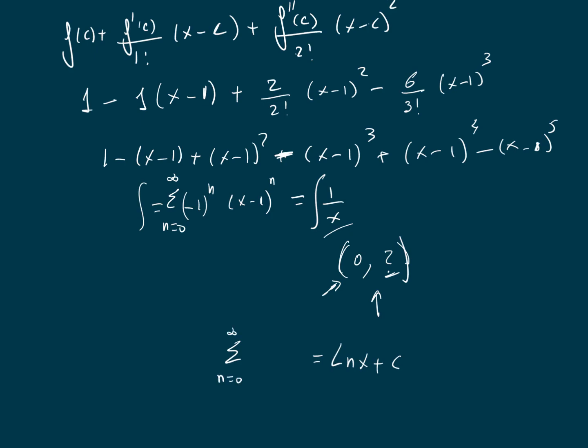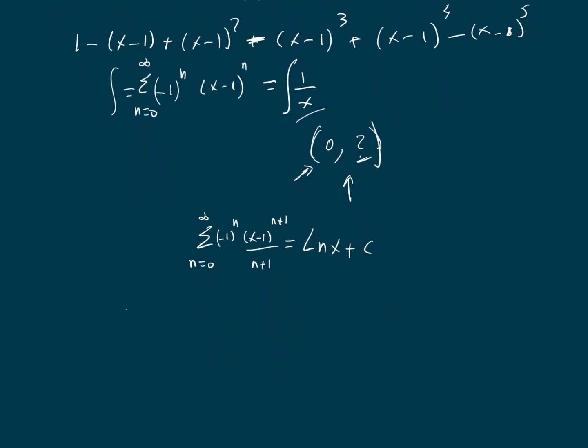the summation from n equals 0 to infinity of minus 1 to the n, x minus 1 to the n plus 1, divided by n plus 1. And to find what c is, you plug in x equals 1. You know the natural log of 1 is 0, so 0 plus c. If you plug in the number 1 here, 1 minus 1 is 0, so c is 0.